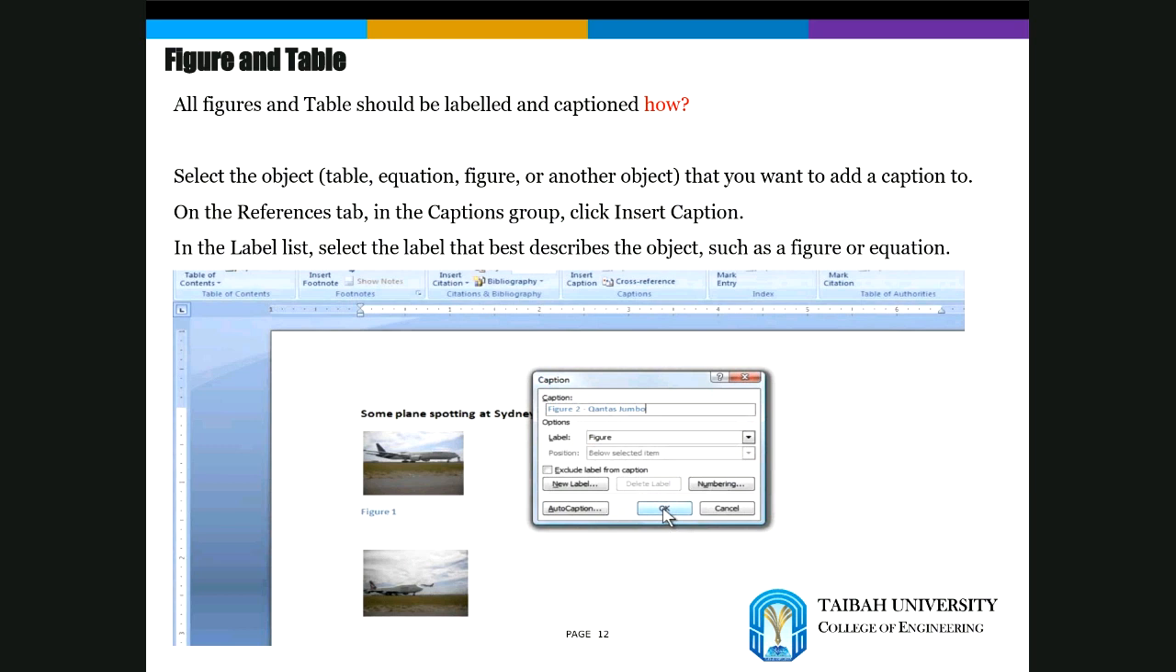So in your project you have figures and tables, right? Please label them. I'm sure most of you have an idea how to use Word to label figures and tables, so I'm not going to explain how you do it. I'm going to send this slide to you, and you're going to look at how to do it. However, make sure to label your figures and tables.